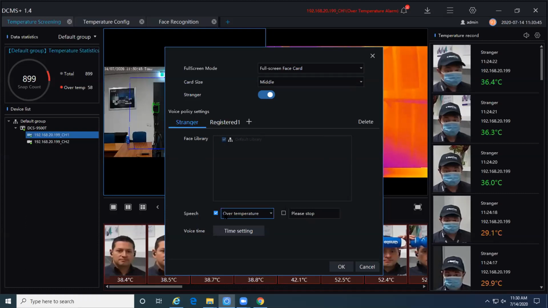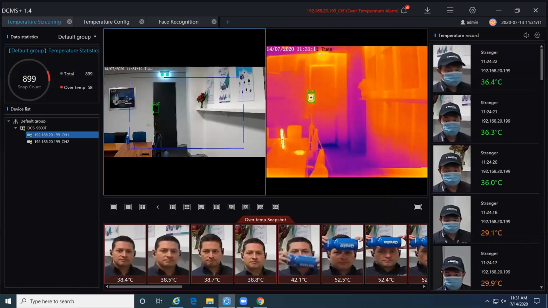You heard it announcing the temperature. You can also add your own. This is text to speech, so you can write anything you want in here and say, please stop. That person will hear that announcement if the temperature is not right. For registered people, you can have different actions. You can announce their name, read their temperature, and also tell them to wait for assistance, something like that. So this is the setup for the temperature reading.